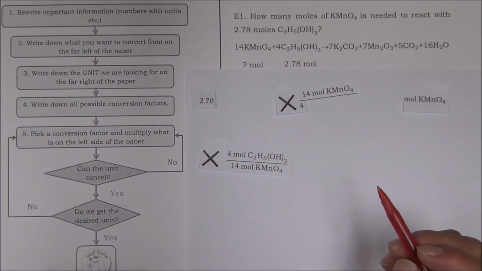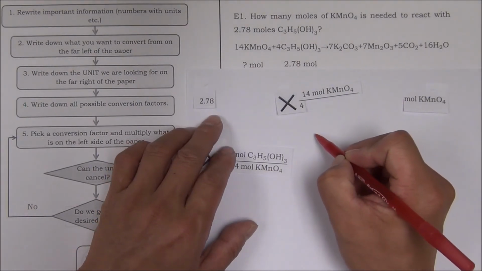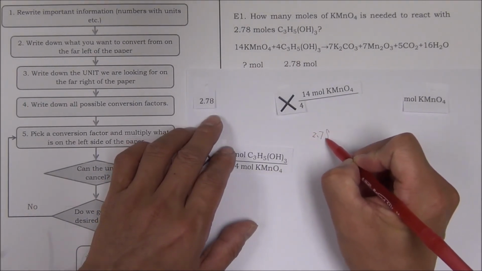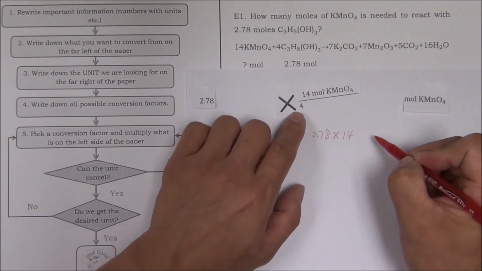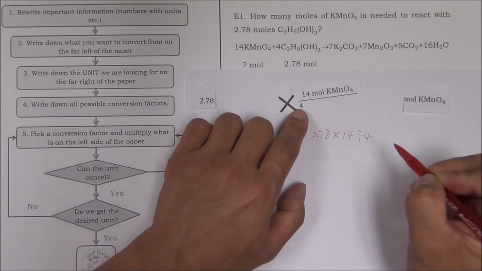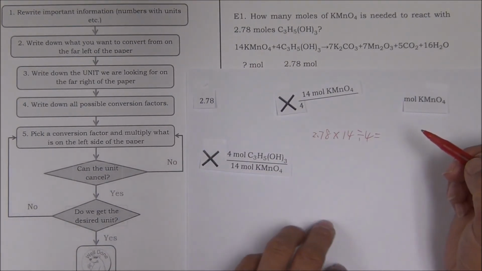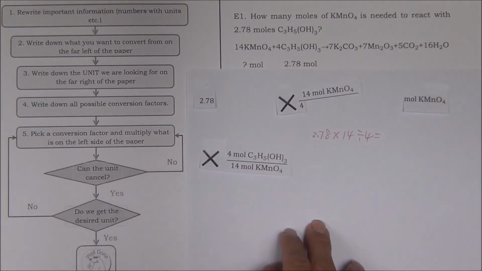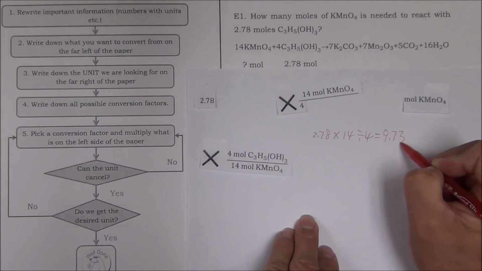All we need to do next is we punch all the numbers into a calculator. 2.78 multiply 14 on top, divide by 4 at the bottom. The calculator says the answer is 9.73.